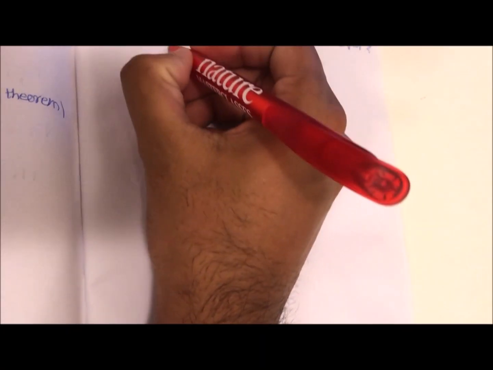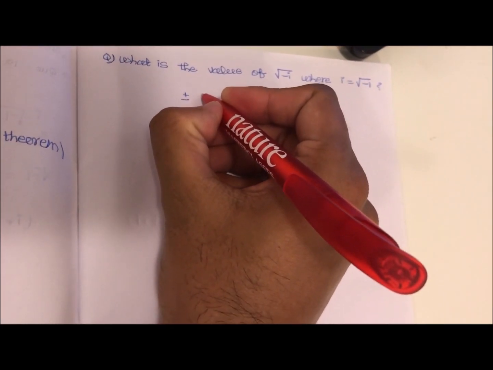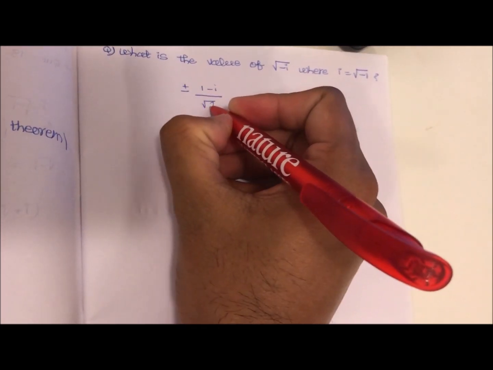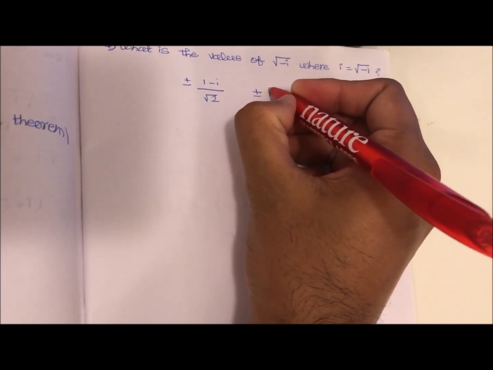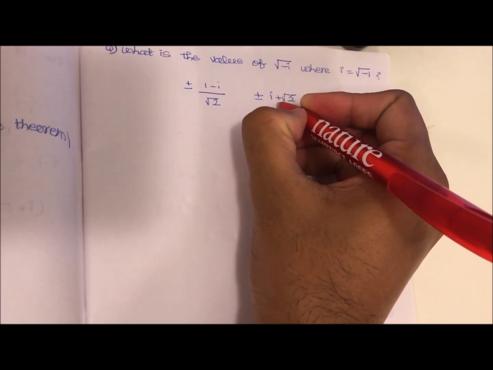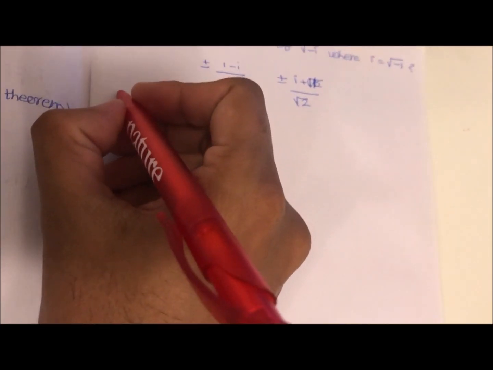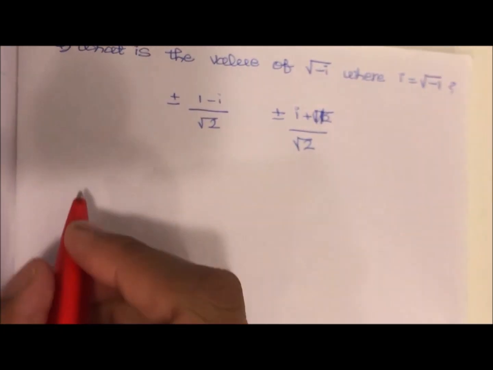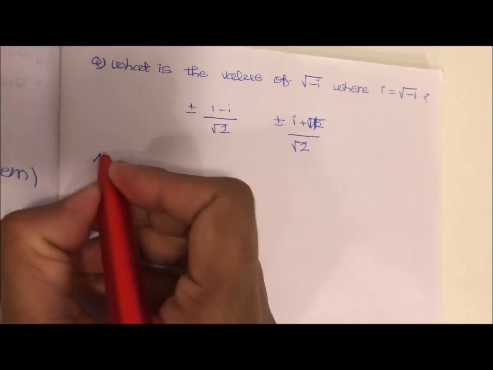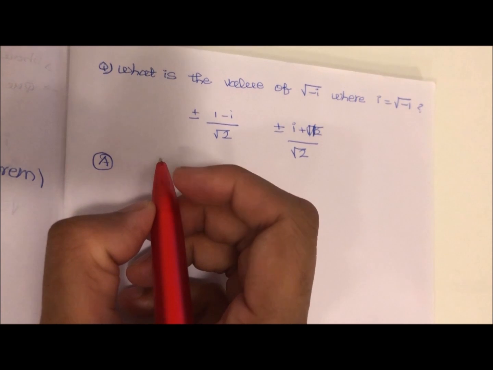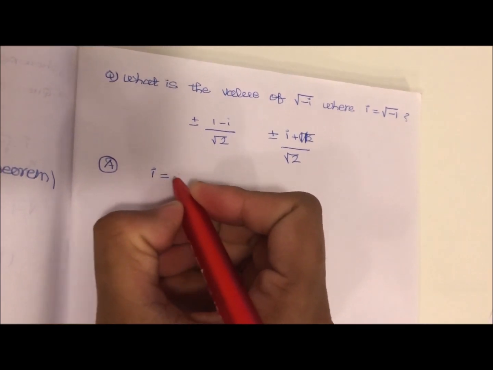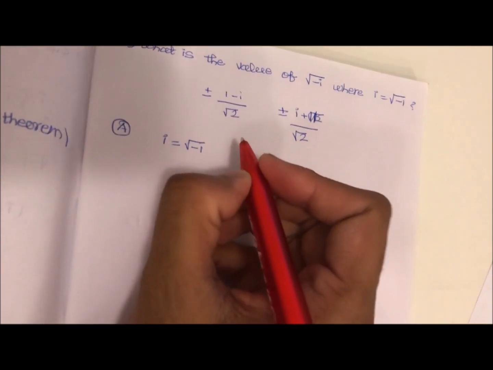This is a previous question: what is the value of root of minus i, where i equals -1? It must be represented as plus or minus of (i minus i by root 2), or plus or minus of (i plus root 2 i plus 1 by root 2). These are the options given, and this is a previous year question which was asked in the 2013 civil services exam. Now here we are given that i equals square root of -1.